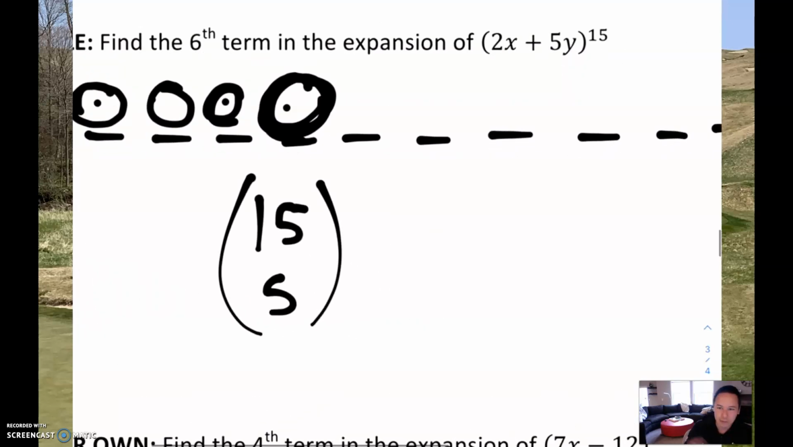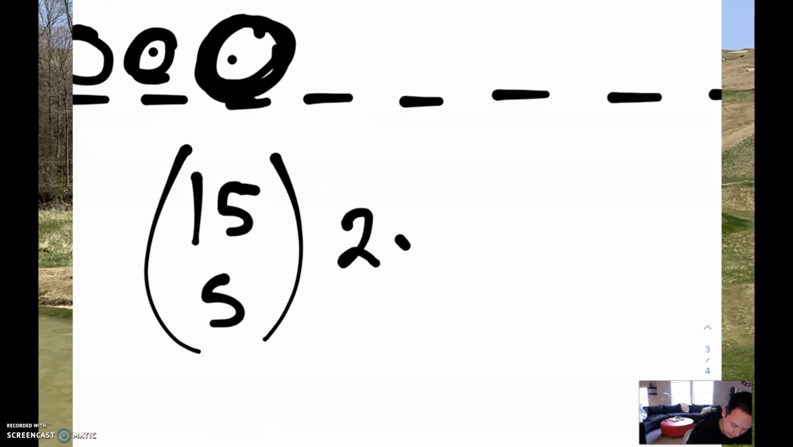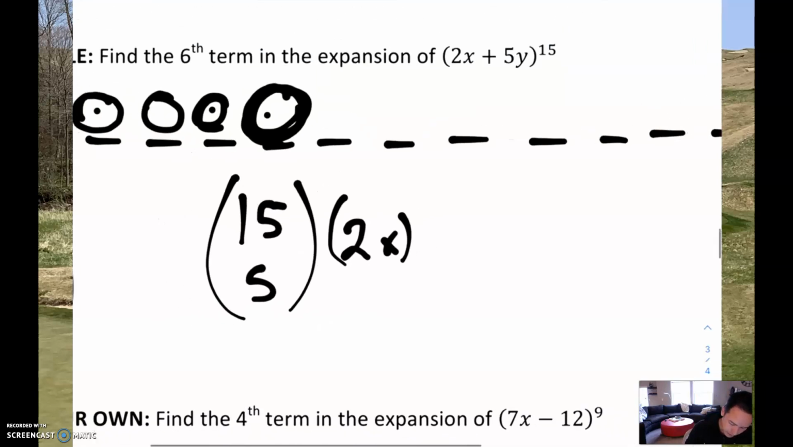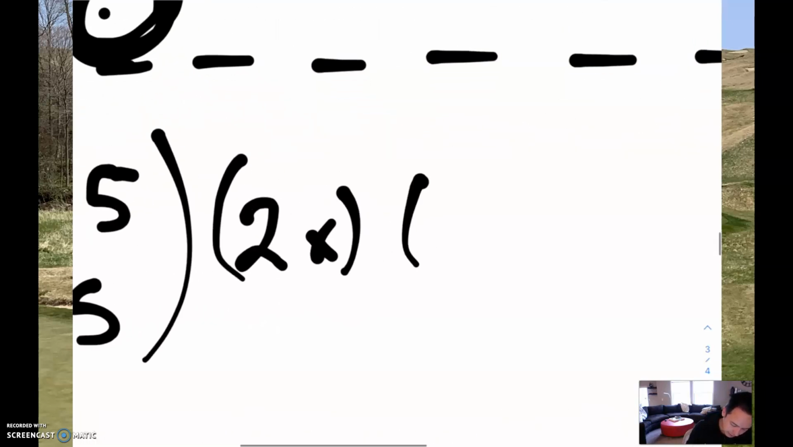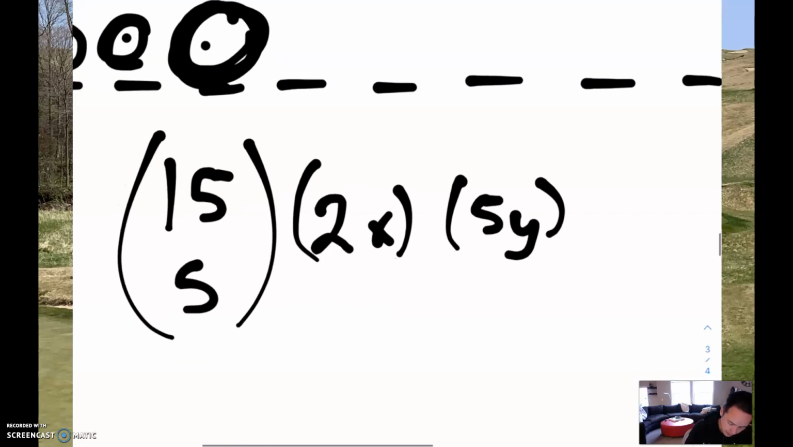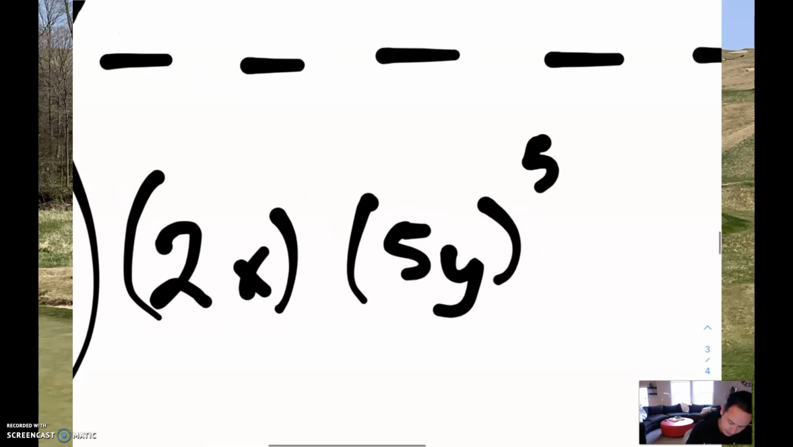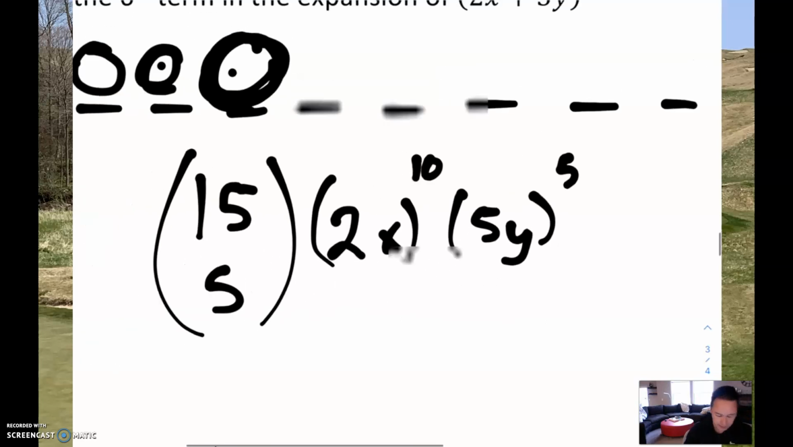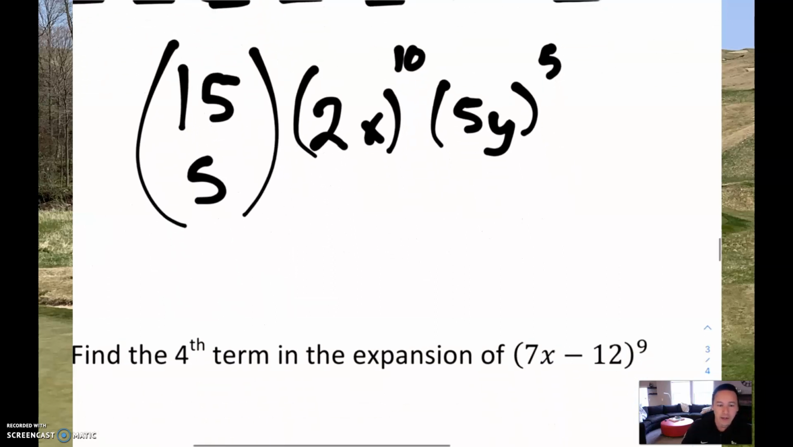And then the rest of it's pretty straightforward. We take our first term, which is 2x. We have our second term, which is 5y. And remember, this number will match with that exponent here. So we're going to put a 5 up here, and that becomes a 10. And we can just simplify the rest of the way.